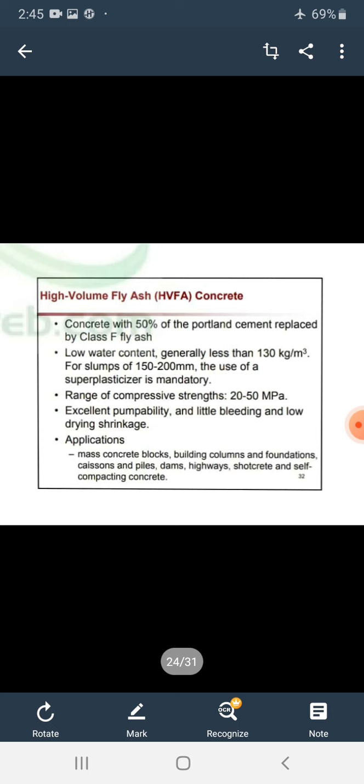Some applications of HVFA concrete are used in mass concrete blocks, building columns and foundations, caissons and piles, dams, highways, shotcrete and self-compacting concrete.